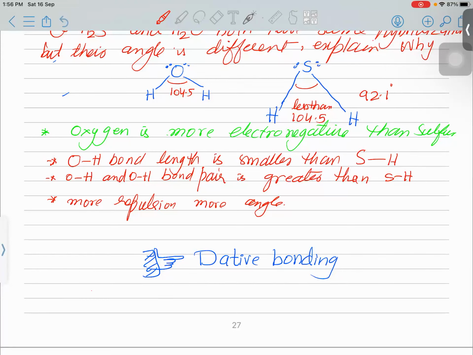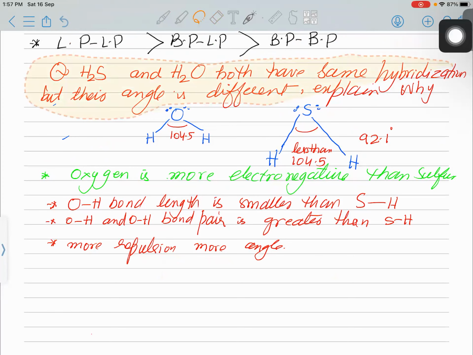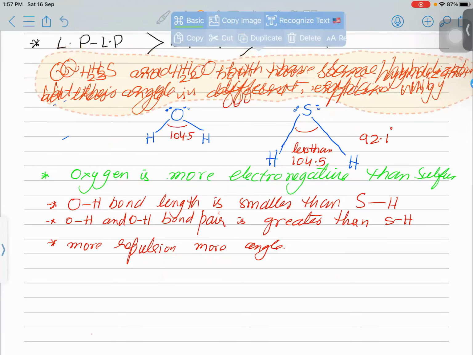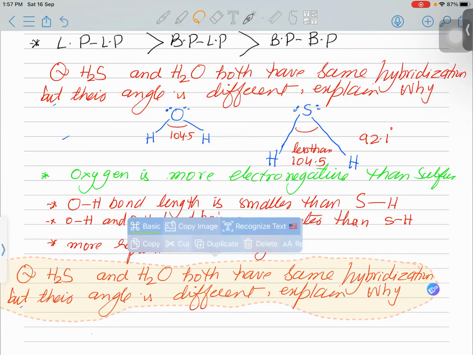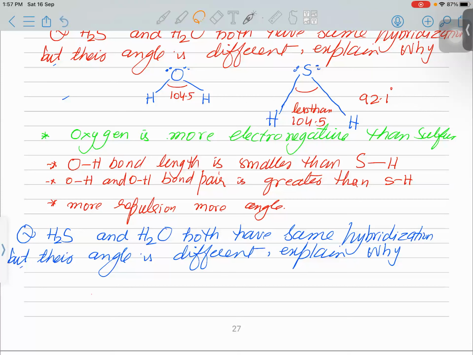Okay, can I move to another question? Yes. Okay. Now next question is: NH3 and PH3 both have the same hybridization, but their angle is different. Explain why.